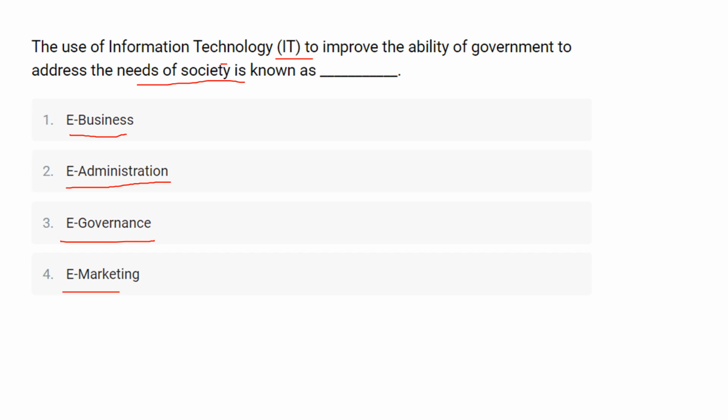to do their regular transactions anytime, anywhere according to their convenience by using the internet. And the major components involved in e-governance are government to government, government to citizen, then government to business and government to employee. It helps in bringing about smart governance. Hence, the use of information technology to improve the ability of the government to address the needs of the society is known as e-governance. So here, according to the explanation, the correct answer for this question will be option number 3. The use of information technology to improve the ability of the government to address the needs of a society is known as e-governance.